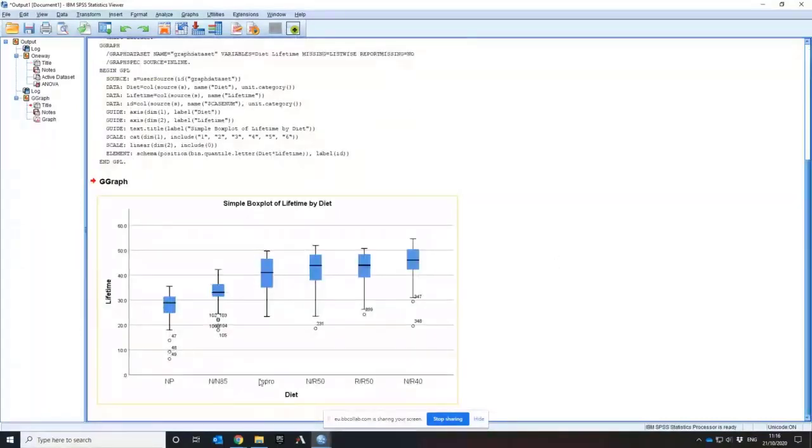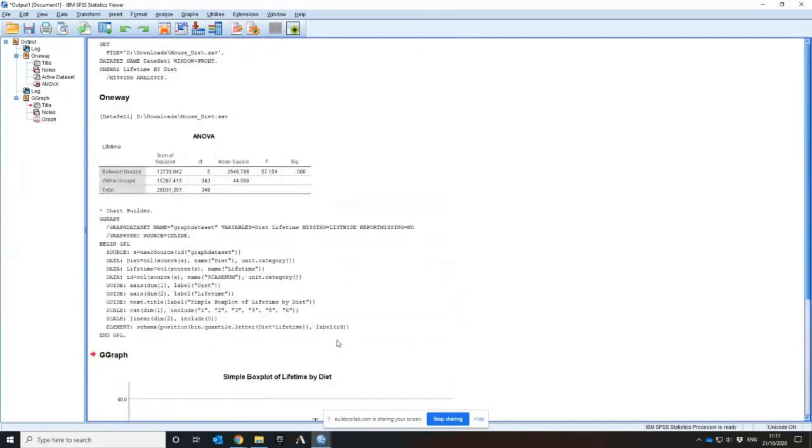And this would show me that the NP group have a much shorter lifetime than all these which are on the restricted diets or the low protein groups. So I can see there's practically no difference between these 4 diets, but there are differences between these 4 diets and these other 2 diets, and the worst is the NP diet in terms of life expectancy. So now, because I've looked at it graphically, I've got a better idea about what the differences should be.